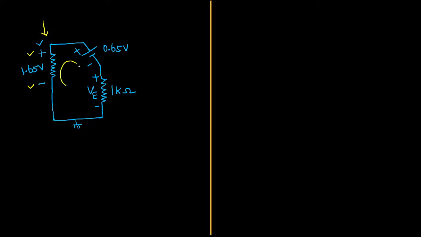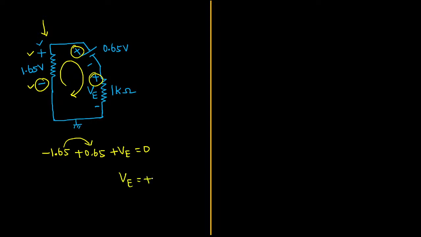Now if you apply KVL for this loop, what will you get? Let us start from here. Minus 1.65, then again plus 0.65, then again plus the voltage drop across the 1 kilo ohm resistor, equal to 0. Minus 1.65 plus 0.65 will be equal to minus 1. If you pass that minus 1 to the right side, it will become plus 1 volt. Finally, successfully we found the voltage drop across the 1 kilo ohm resistor.